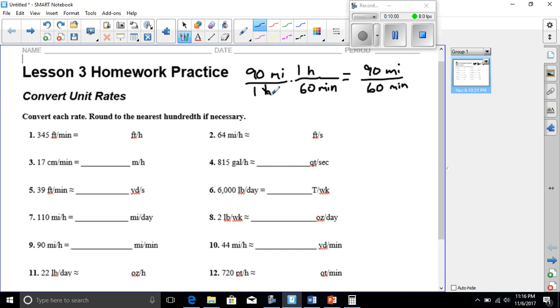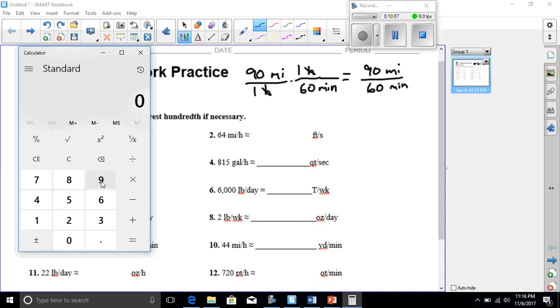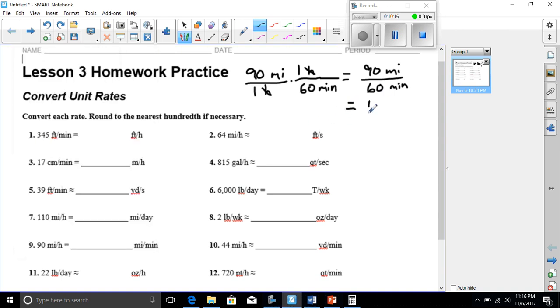Everyone can see I'm just crossing out the h here and multiplying across. But 90 divided by 60, I think it's going to be like 1.5. It is 1.5. So that all equals 1.5 miles per minute. So my answer to number 9 will be 1.5.